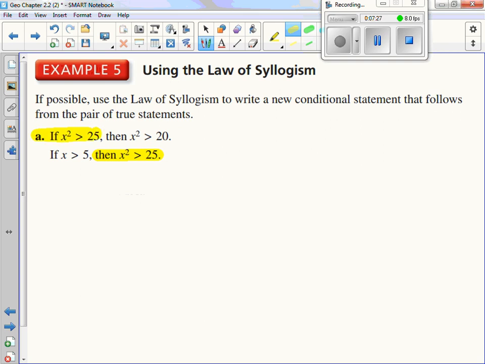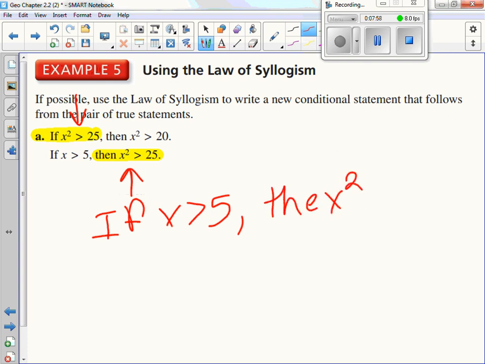these two here are the same, yes? They're the same statement. And using law of syllogism, if the two that are the same are such that one of them is an if and one of them is the then, we can do this by taking the if, which always comes first: if x is greater than 5. I didn't change anything, did I? Then what? Then x squared is greater than 20.